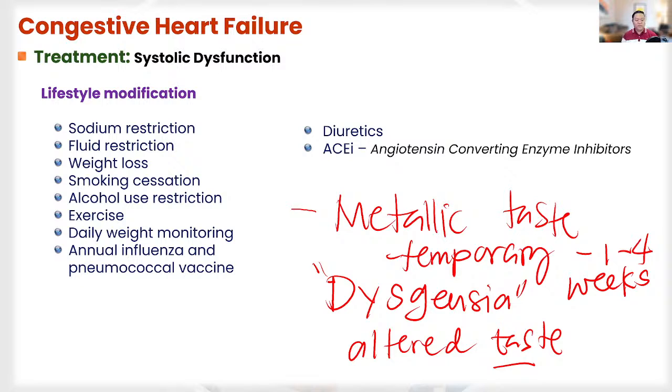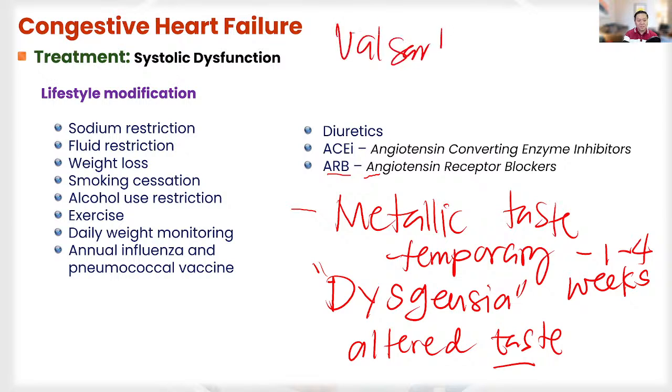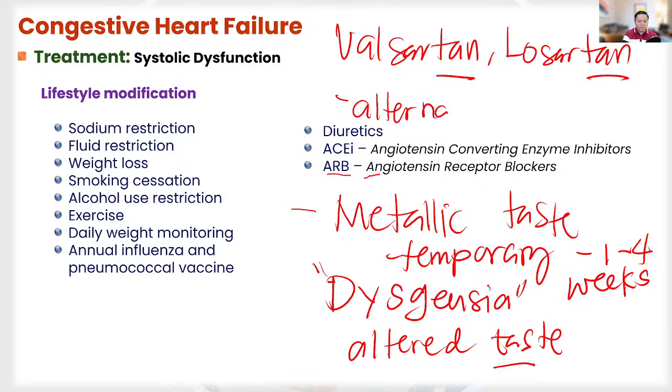Now, moving forward here, aside from the ACE inhibitors, there will be a possibility that the patient might end up getting the angiotensin receptor blockers. And we have the examples here like valsartan or losartan. So those sartan medications, okay, sartans, these are medications that fall under the angiotensin receptor blockers. So this is going to be the alternative to the ACE inhibitors.